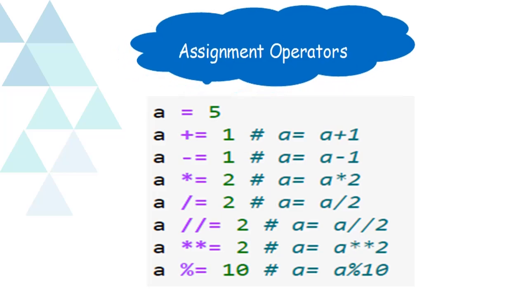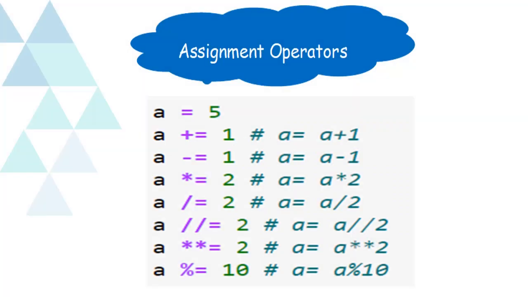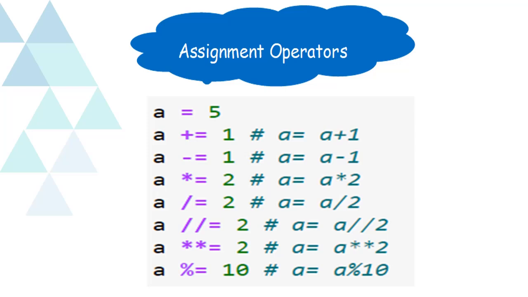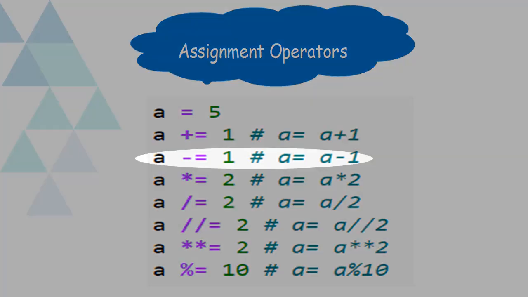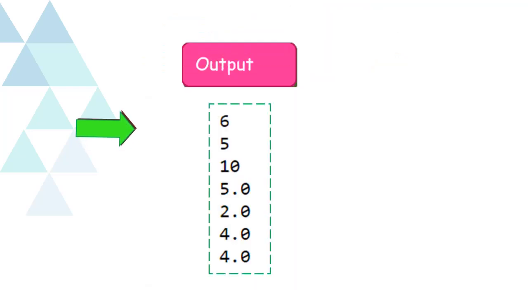Let's learn assignment operators. In the first line, a is equal to 5 means 5 is getting assigned to variable a. In the second line, a plus equal to 1 is a shorthand operator which is equivalent to a is equal to a plus 1, meaning the value is added and stored back to variable a, so output becomes 6. In the third line, a minus equal to 1 means 6 minus 1 is equal to 5, and 5 gets stored into variable a. Similarly, we can use other operators and check the output. You can run the same program in your editor and confirm the output as above.